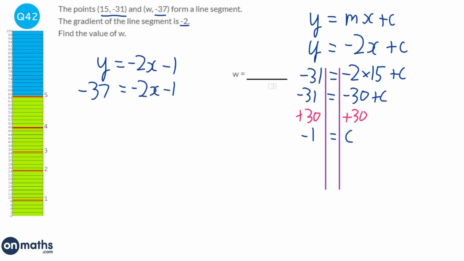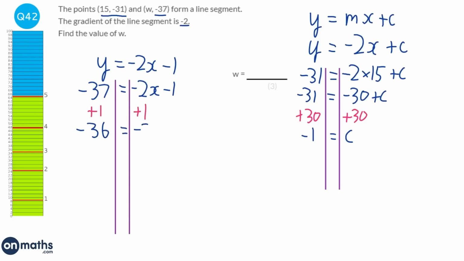So let's get our solving lines in. Okay, so the first thing I'm going to do is add 1 to both sides. And so it would be -36 equals -2x. I'm going to now divide everything by -2. And a negative divided by a negative is positive. 36 divided by 2 is 18. And then obviously that gets rid of the coefficient of the x, so it's just x. So x equals 18.